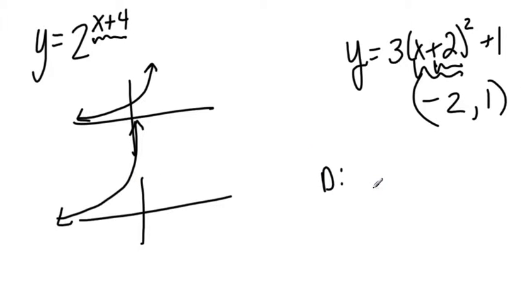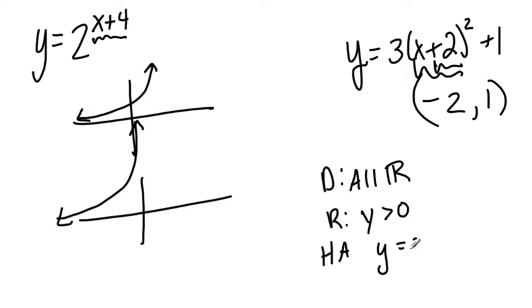What's my domain? All real numbers. What's my range? Greater than 0. Why is it greater than 0? Why didn't it change because of that 4? Because it moved which way? Left. It moved left. So it didn't change the asymptote. Does that make sense? Yeah. Are you with me? So what's my asymptote?